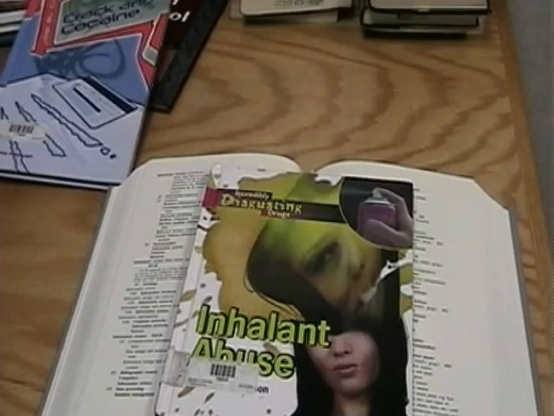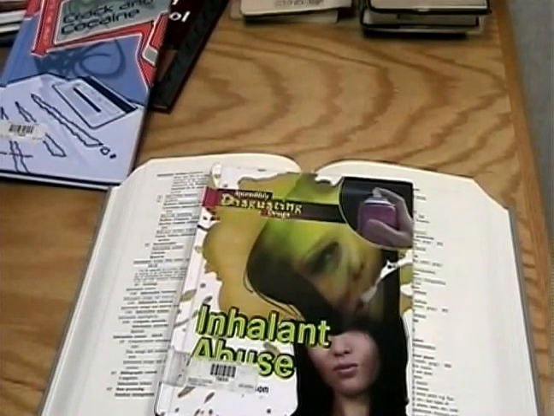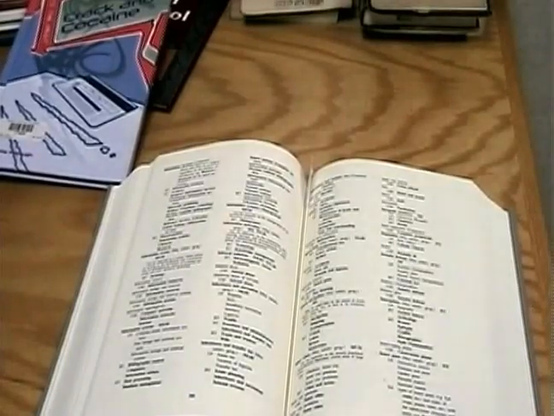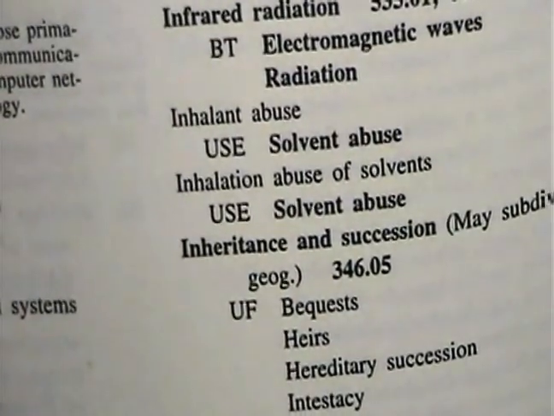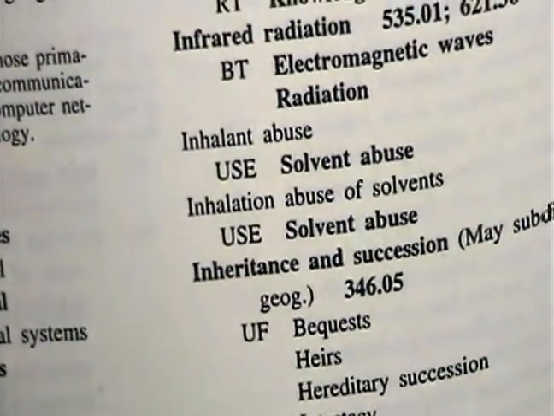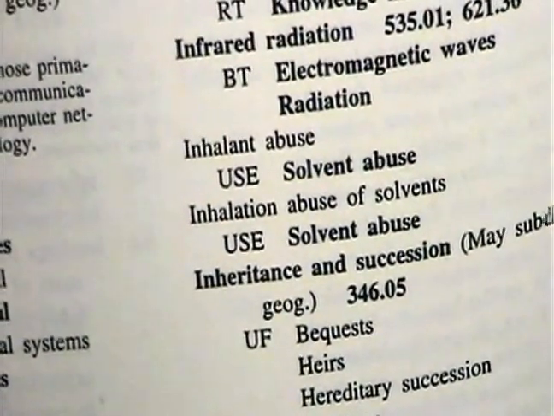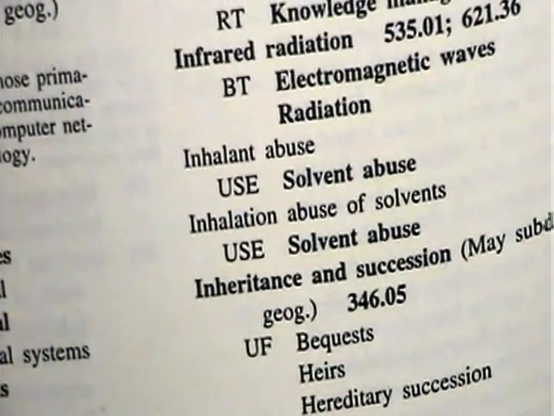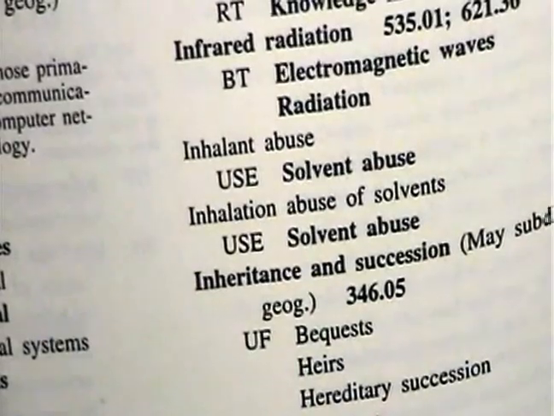So now we have a book on inhalant abuse. This obviously has something to do with drug abuse, so let's decide what we would use here. If we look in our subject headings in the Sears book, we see inhalant abuse and it says use solvent abuse. So that means we'll turn to solvent abuse and use that subject when we enter it into our MARC record.